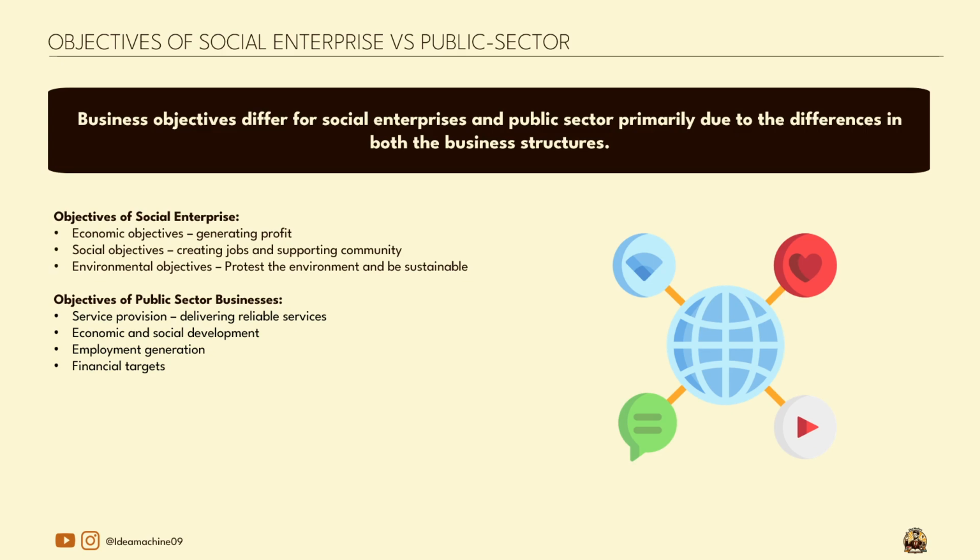Objectives of public sector businesses, however, might differ. The first being service provision, which means delivering reliable services to the public where basically the business is established. Let's say a public sector company is a waterworks company or an electricity company, then they need to make sure that reliable service is being delivered to the audience wherever they are set up. Economic and social development, which is essentially just contributing to the economic and social development of the locality where the business is set up. Employment generation, another carry forward which is common between private, public and social enterprises, wherein a business is supposed to generate employment. And lastly, meeting financial targets.